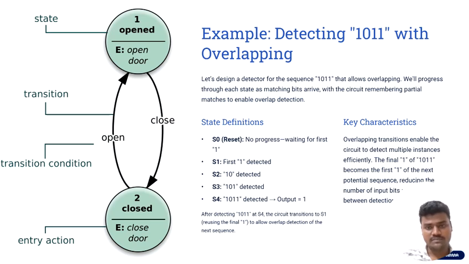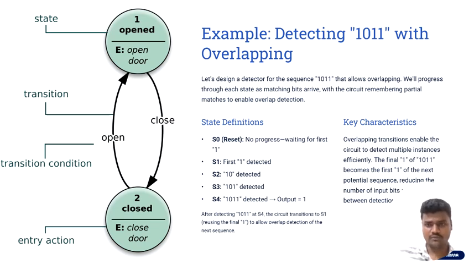The first step is: first 1 detected. Second, 10 is detected. 101 is detected. 1011 detected, output is 1. After detecting 1011 at this step 4, the circuit transitions to S1, retaining the final 1 to allow overlapping detection.